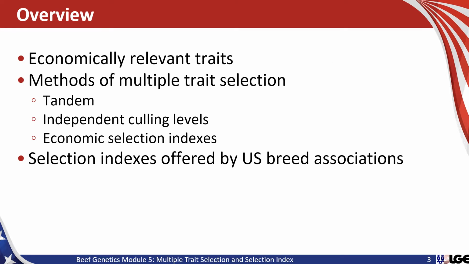As a general overview of this module, we'll discuss in detail economically relevant traits, and we'll talk about methods of multiple trait selection, including tandem selection, independent culling levels, and economic selection indices. And we'll also talk about the selection indices that are offered by numerous U.S. beef breed associations.